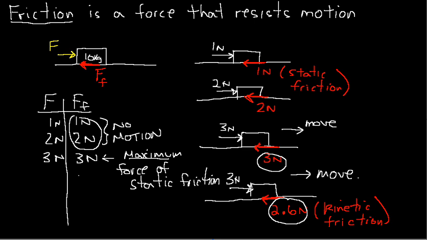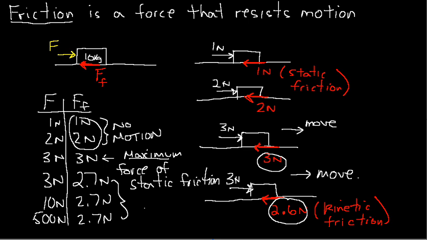And then what happened was this force of friction dropped down to some smaller value, and I kept going with 3 newtons because that's when the box started moving. Now if I applied a force of 10 newtons, the force of friction will still be 2.7. If I apply a force of 500 newtons, the force of friction against that would be 2.7. So we call this number here the force of friction kinetic, or the force of kinetic friction. So this is kinetic right here, kinetic friction.